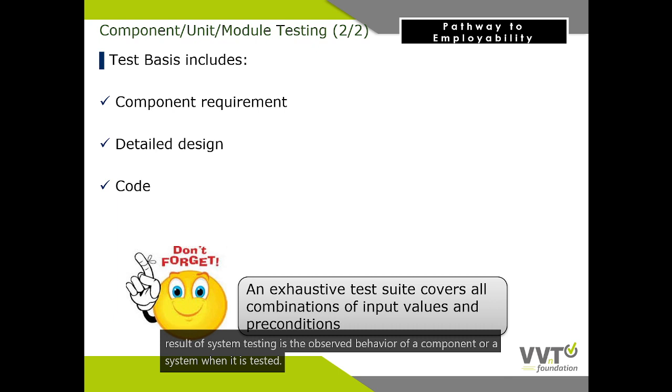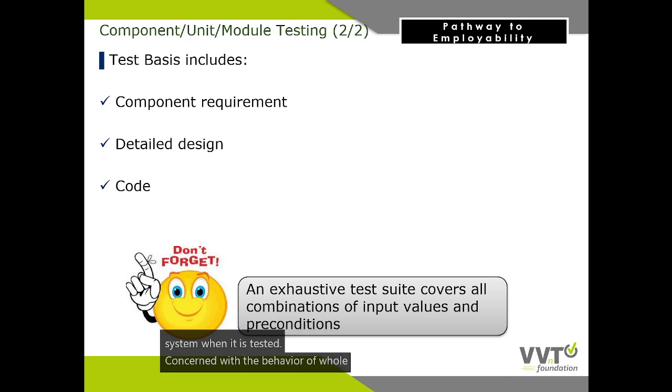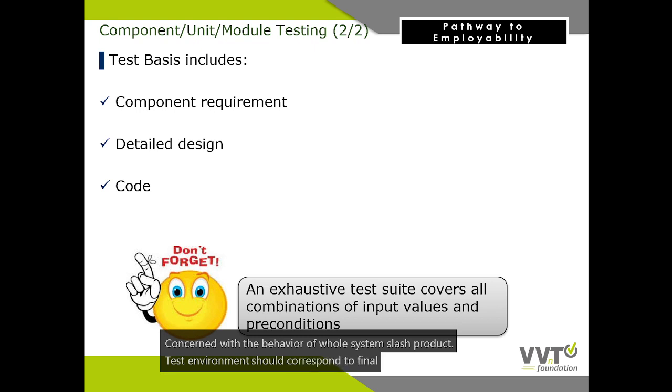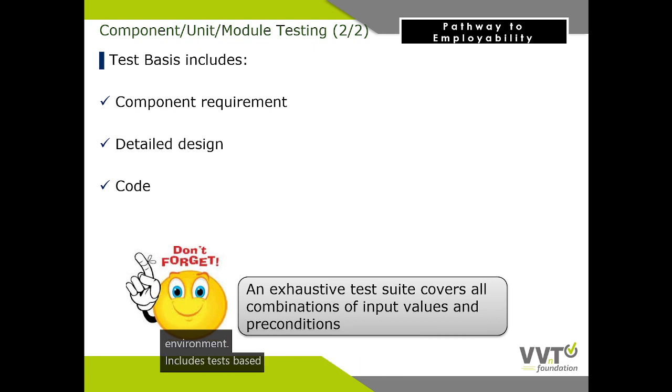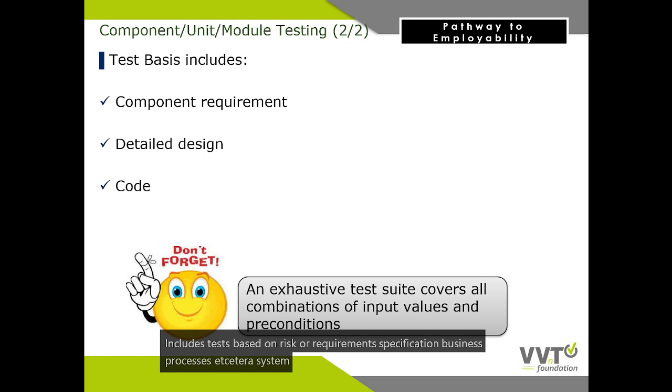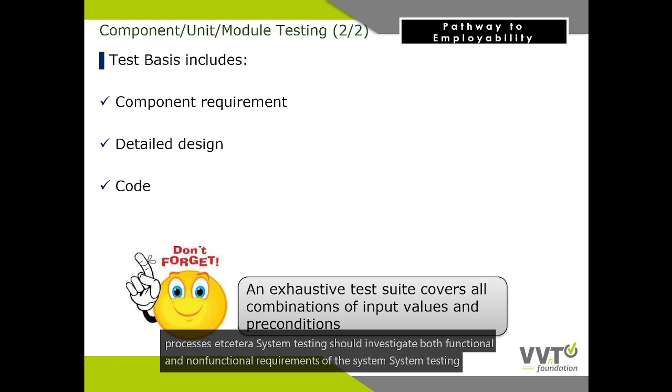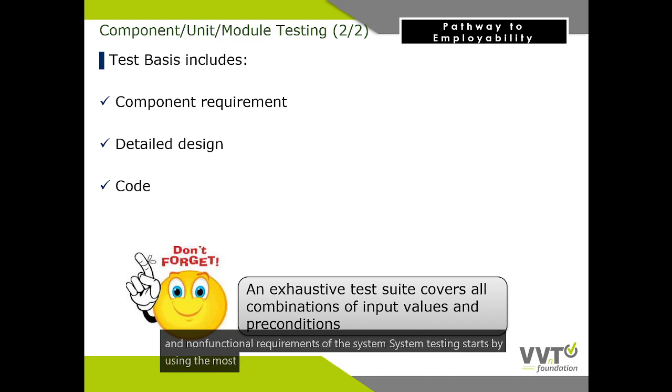It is concerned with the behavior of the whole system/product. The test environment should correspond to the final target or production environment. It includes tests based on risk or requirement specification, business processes, etc. System testing should investigate both functional and non-functional requirements of the system. System testing starts by using the most appropriate specification-based, black box techniques for the aspect of the system to be tested.